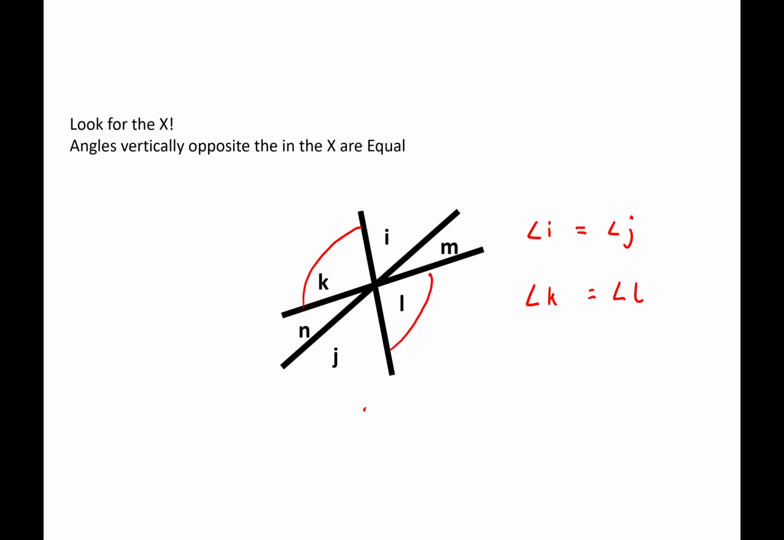Can you see any other X's? I can see an X for angle M and angle N. This means that angle M and angle N are vertically opposite and therefore they are equal.